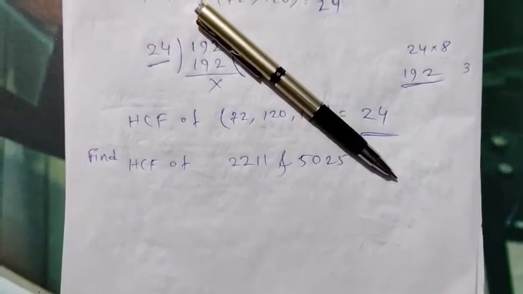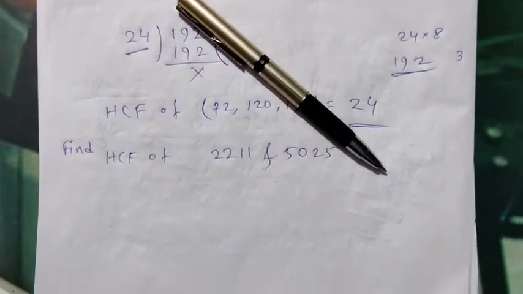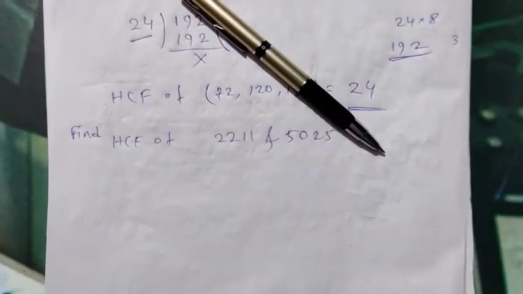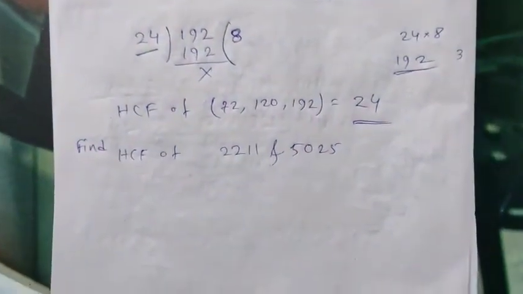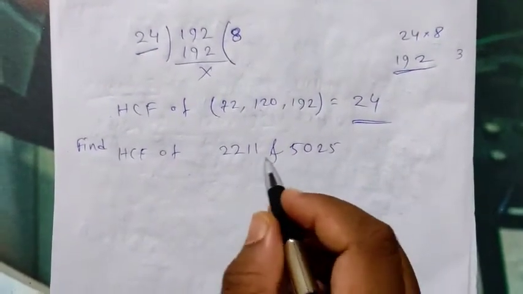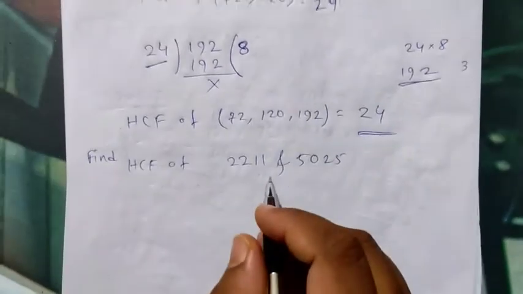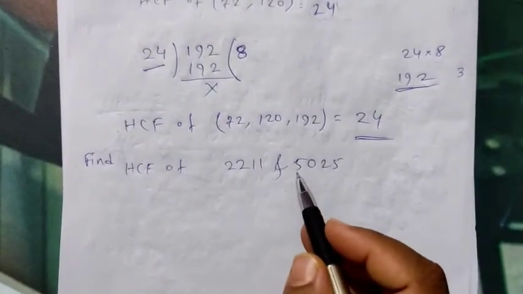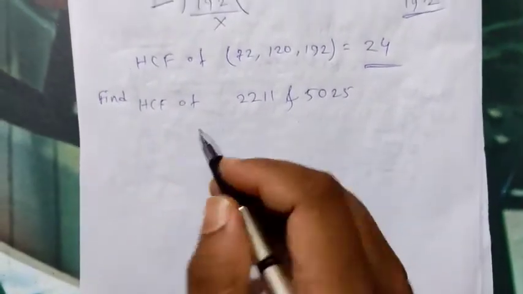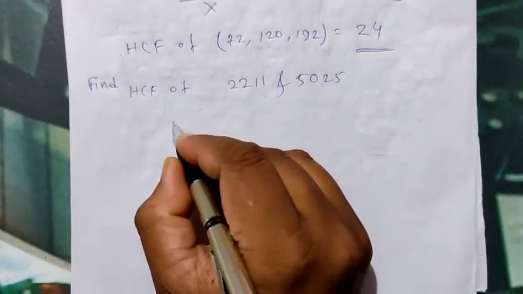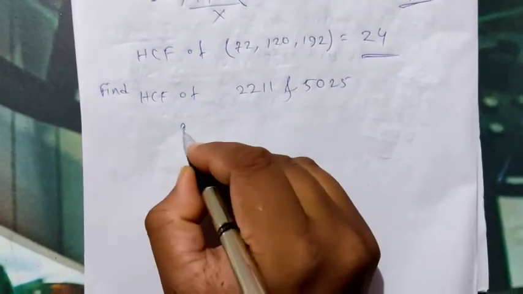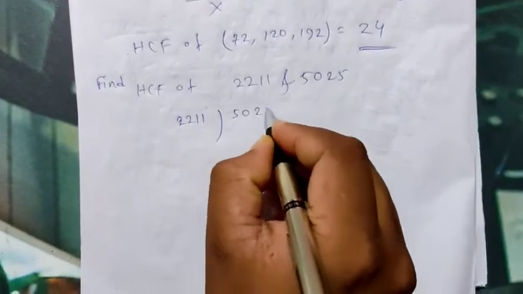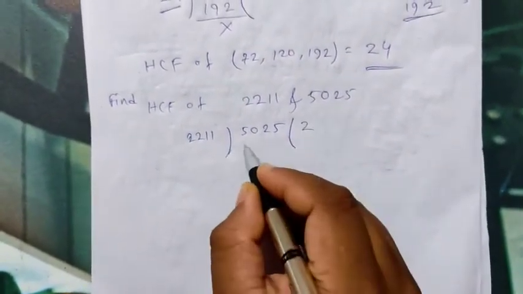And this method is applicable if the given numbers are actually very big. Suppose we have to find the HCF of 2211 and 5025. So the numbers are very big. We cannot apply the prime factorization method or the division method, what we learned as the second method, that we cannot apply here. So what we have to do, we have to perform the long division method only. So the smaller number I will be taking as a divisor, and the comparably greater number will be taken as the dividend.